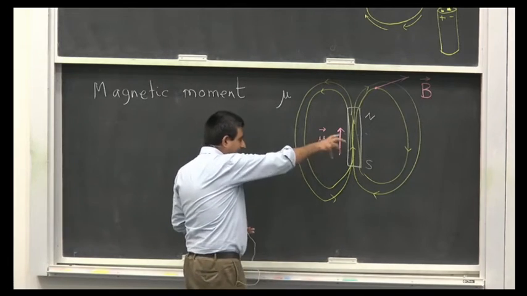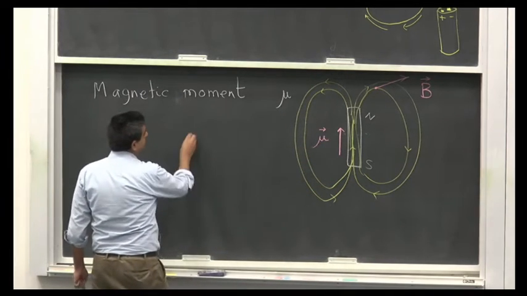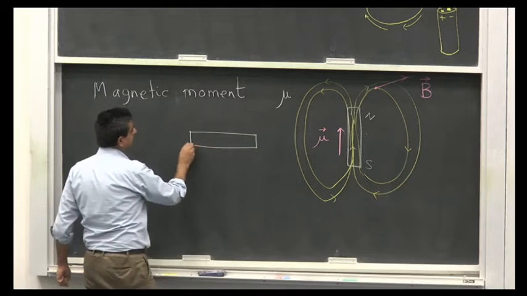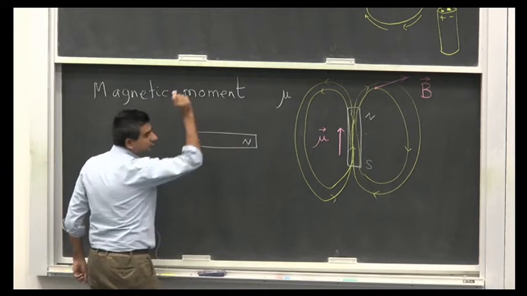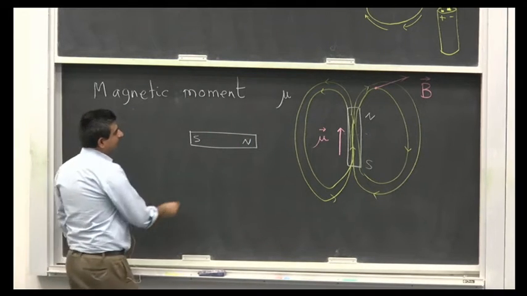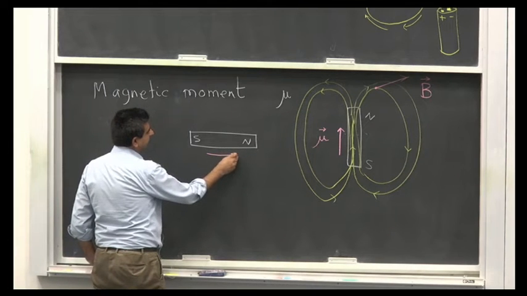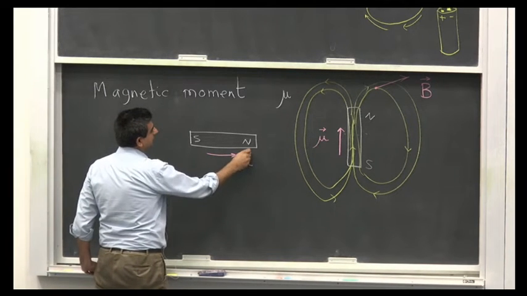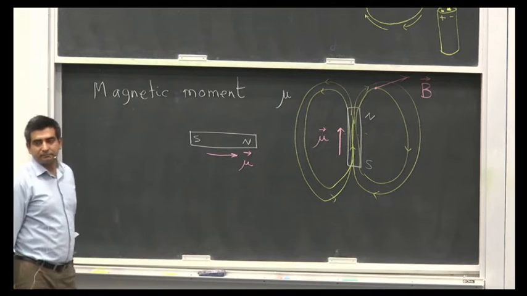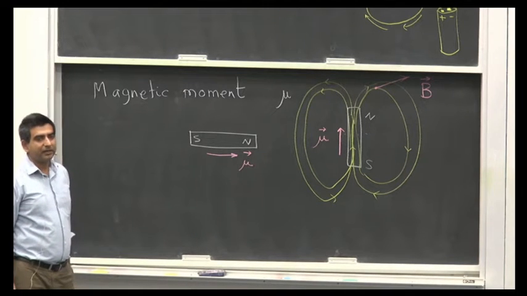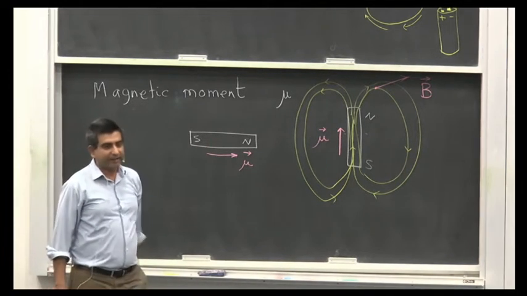If I just rotate this magnet like this, so that this becomes the south pole and this becomes the north pole, then the magnetic dipole moment will be pointing in this direction. Alright? But this is a permanent magnet, yes.